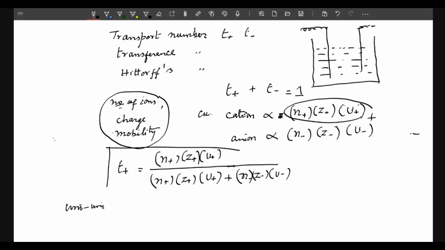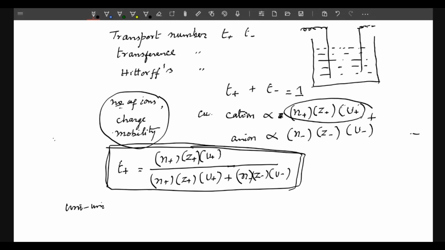This is the general equation applicable for any electrolyte. For a univalent electrolyte, sodium chloride, the number of cations present in the molecule is 1. Therefore, N plus is equal to 1. The charge is 1. Therefore, U plus divided by, for the chloride ion 1 and the charge is also 1, you will get U plus plus U minus. This is the relation for the univalent electrolyte.